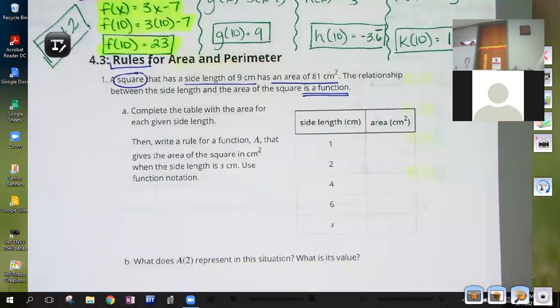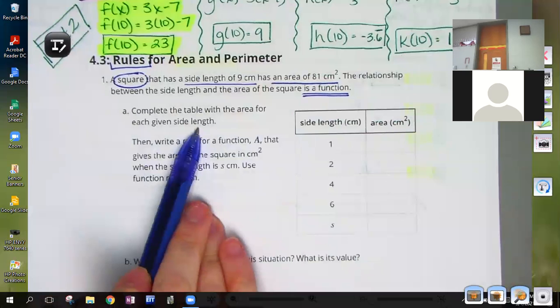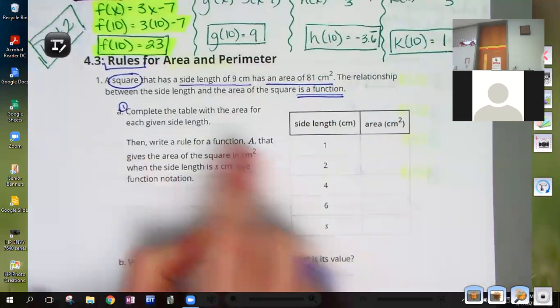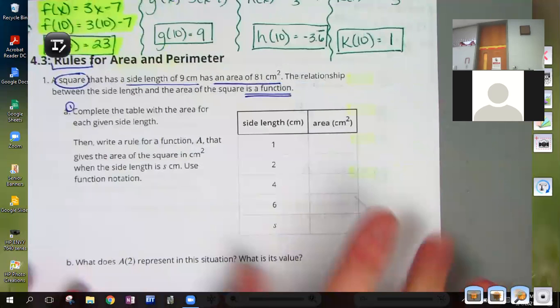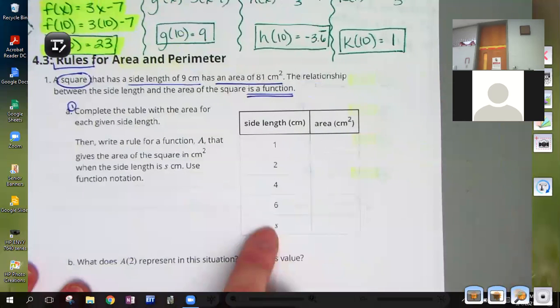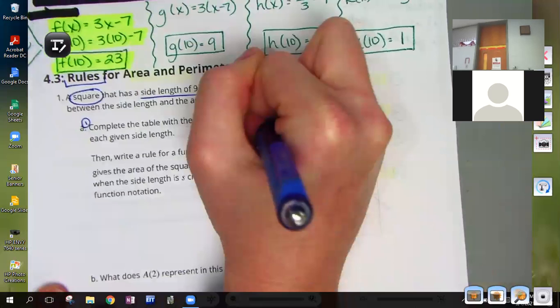Two underlines. Okay. So it says complete the table with the area for each given side length. Okay, so we're going to do that first. I'll read this little description here in a second. So we have all these side lengths that they go ahead and give us, and we know that they're in which column? What is this first column always? It's our input or our X. Perfect.